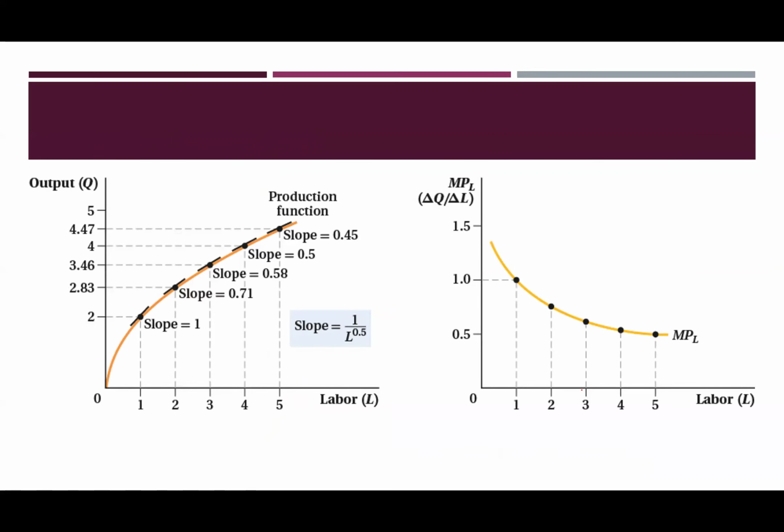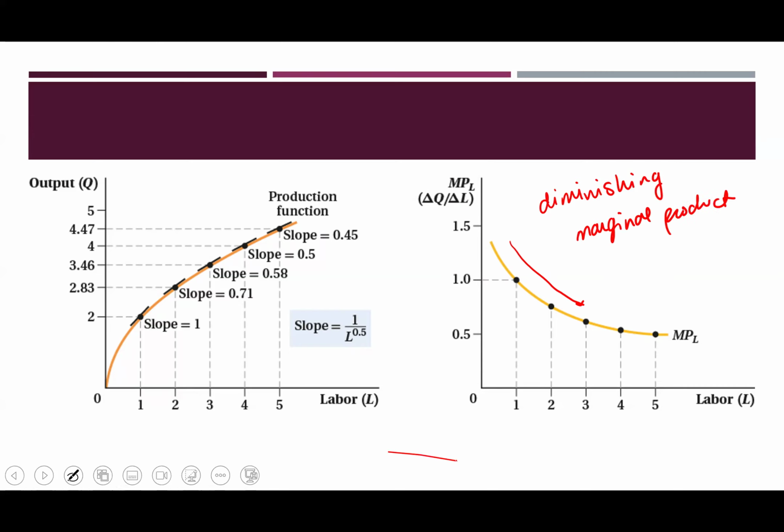So you can see that here on this slide. As the number of workers used increases, right? The slope of our production function falls, and that gives us that diminishing marginal product.